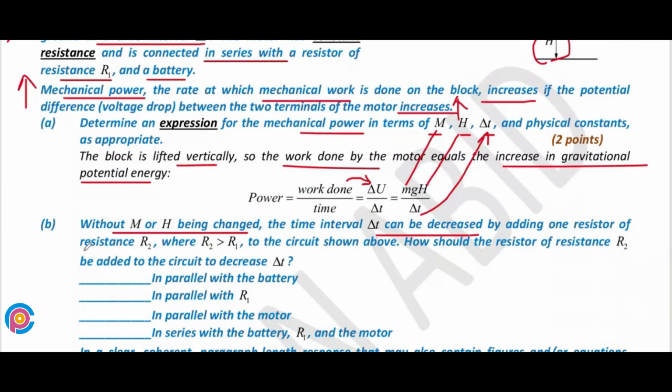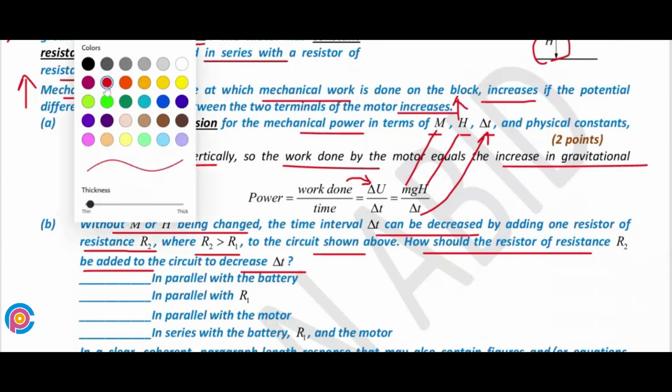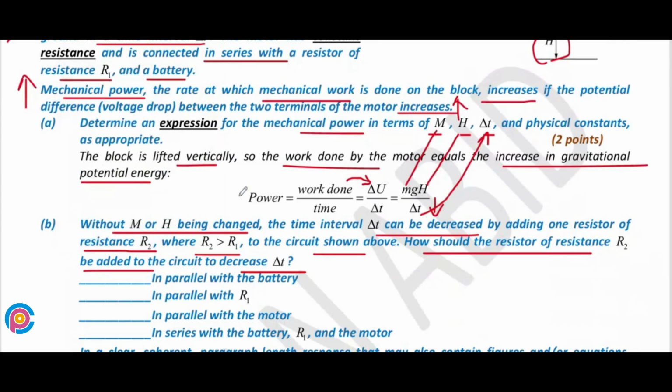Now, the next part: without m or h being changed, the time interval can be decreased by adding one resistor R2, where R2 is greater than R1. The circuit is shown above. How would the resistor R2 be added to the circuit to decrease delta t? If we decrease delta t, it means the power is increased, inversely proportional, because m is constant, g is constant, h is constant.